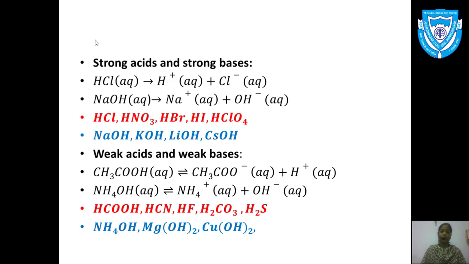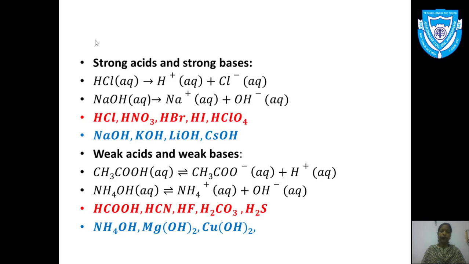Also, the other example, for weak bases, is ammonium hydroxide, which gives NH4+ and OH- ion. Here ionization is also represented by the single-headed double arrow, and it means that the ions have a tendency to combine and give back the molecules of NH4OH.